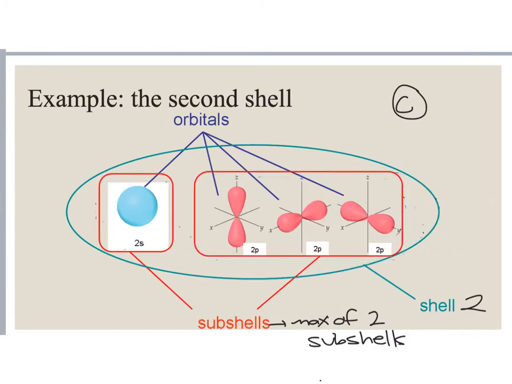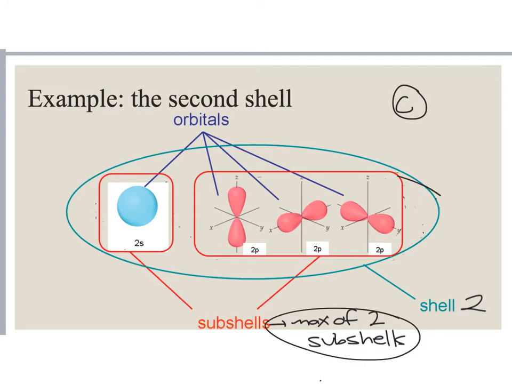This is a really helpful diagram to help us see what's actually going on. We're talking about shells and subshells and orbitals. How does it all fit together? This is shell 2. And remember we said that the number of subshells is equal to the shell number. So if we've got shell 2, that means we have a maximum of 2 subshells that can be allowed.